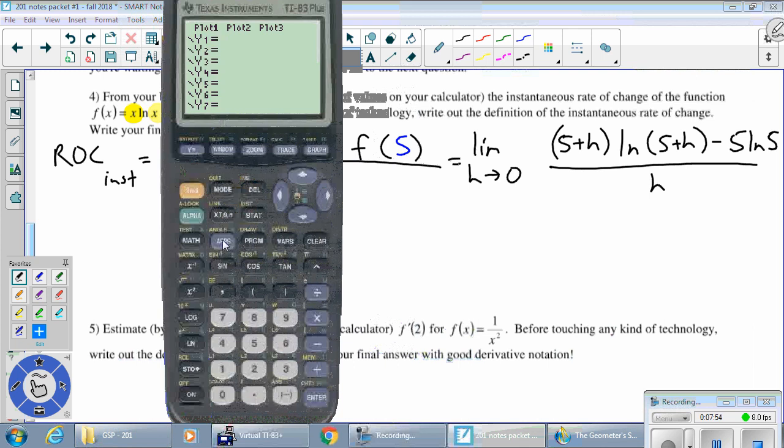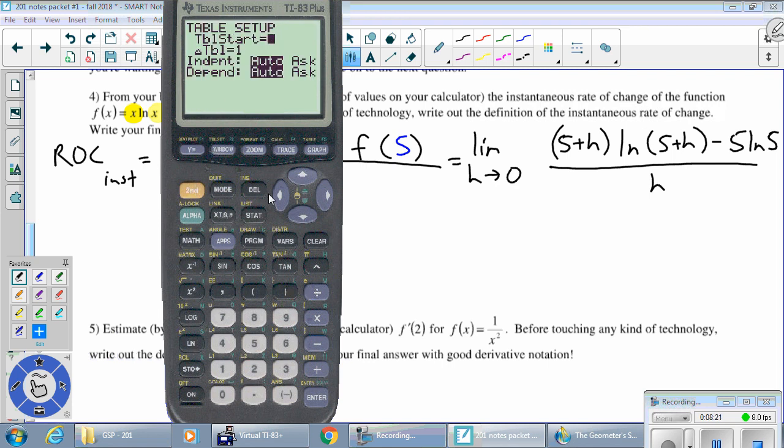I'm going to be fancy and put that whole thing into my y equals menu. Open parentheses for the entire numerator, and then 5 plus h needs its own parentheses. So 5 plus x, ln of 5 plus x, close that, minus 5 ln of 5, close the ln, close the numerator, all divided by not h, but x.